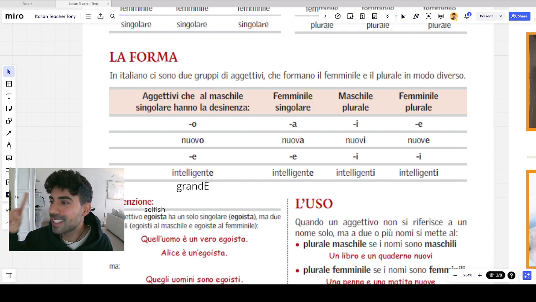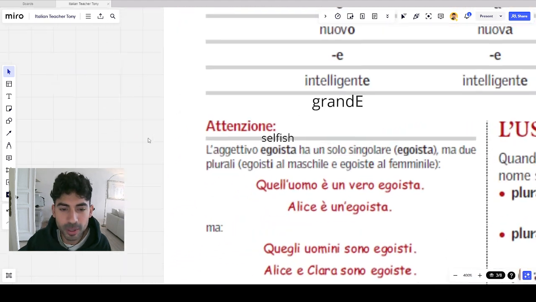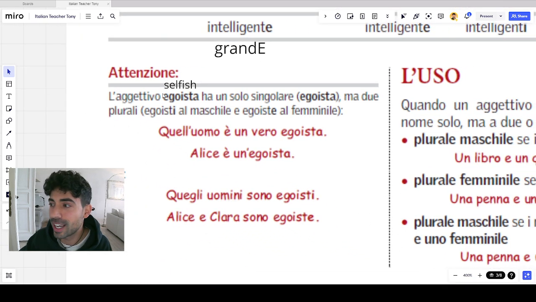There is one single word in Italian that behaves super strangely, and that's the word selfish. We have it down here. Selfish, or egoista in Italian, because this word has one singular and two plural.